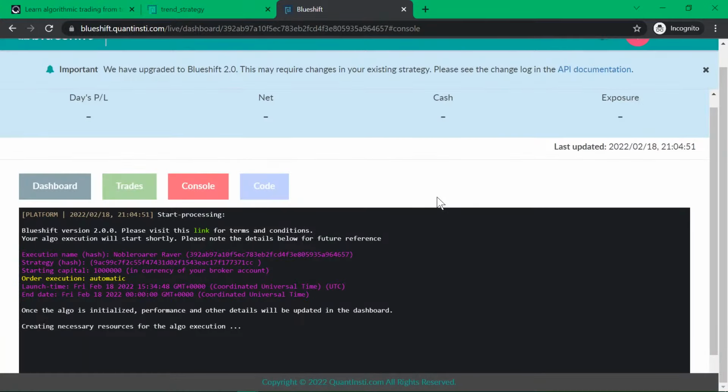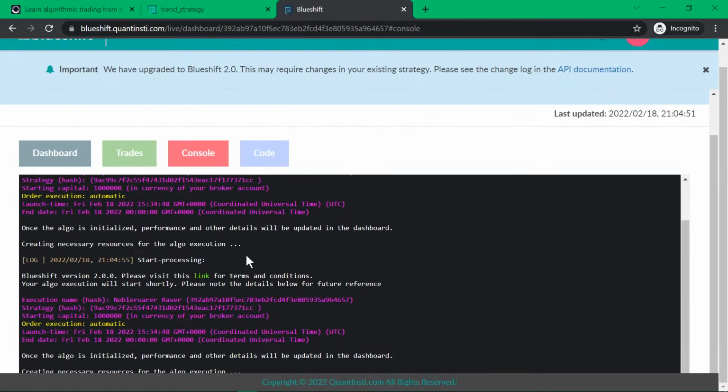As you can see, this is a terminal. It is starting to make the connections with the Alpaca paper trading terminal. It's going to take 20 to 30 seconds.